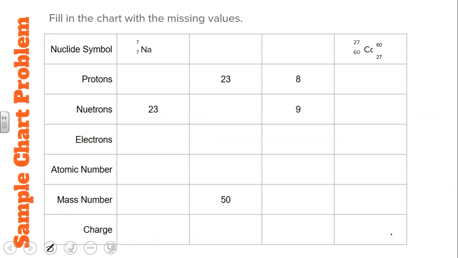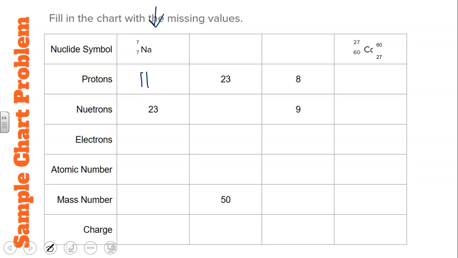Okay, so now here is a chart problem where we can take the information that's given to us in the chart and fill out the rest of the table given the information that we just learned. So for this first column here, we have to look at sodium on the periodic table, and we will get that sodium has 11 protons.